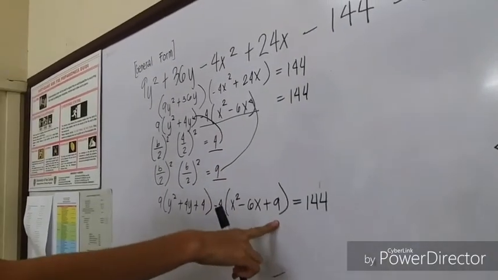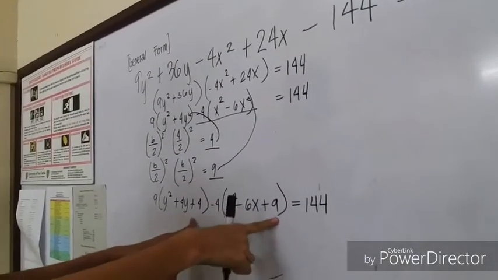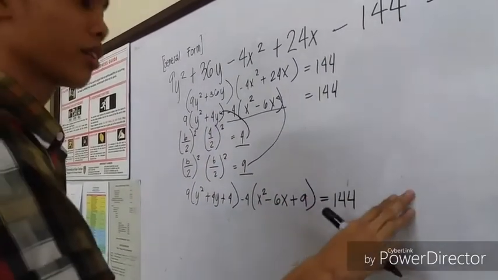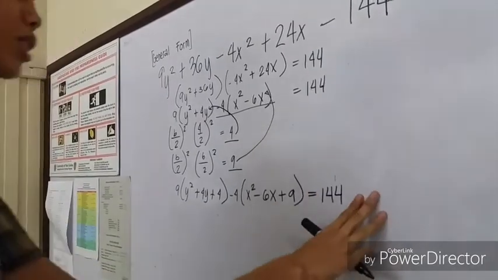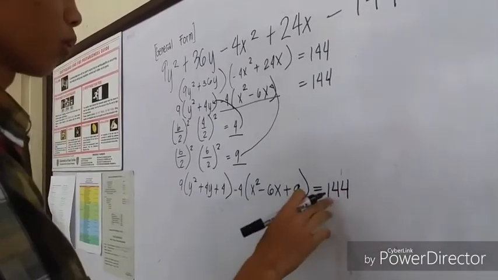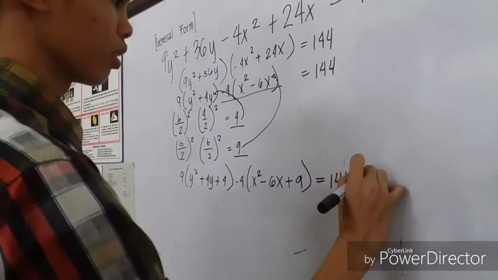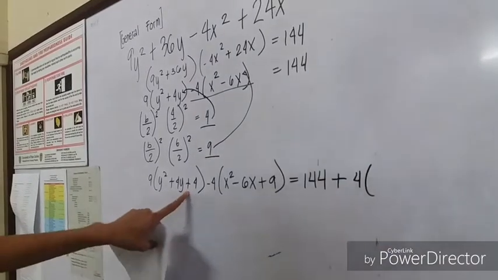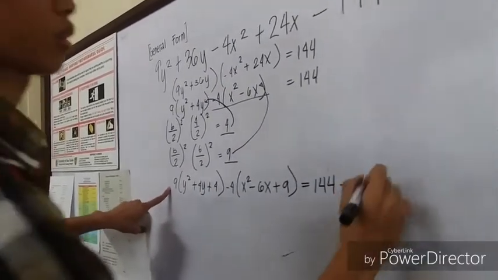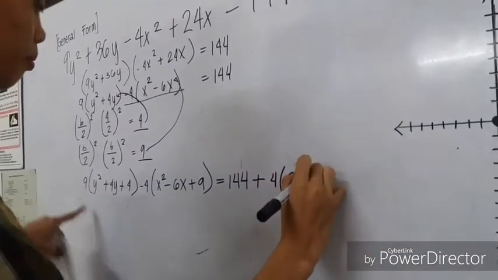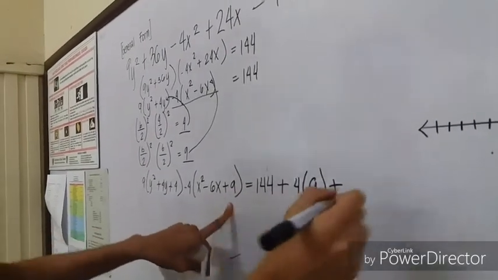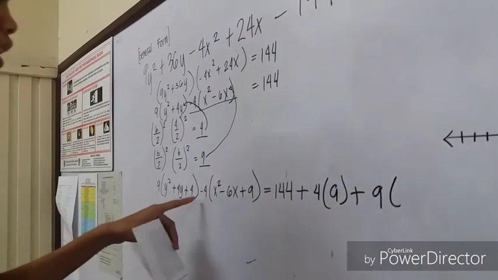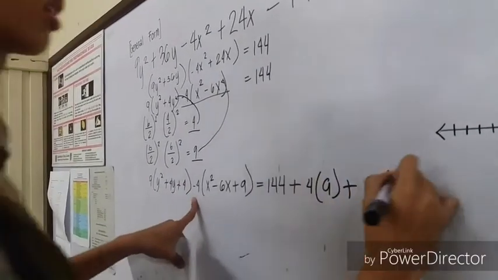Since we added both numbers on the left side, we must also add numbers on the right side. So 144, we must add 4 times 36. The value we factored out is 9, plus 9 times the number we factored out, negative 4.